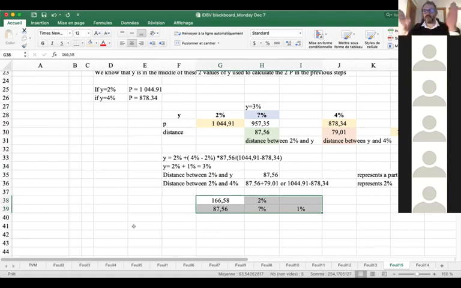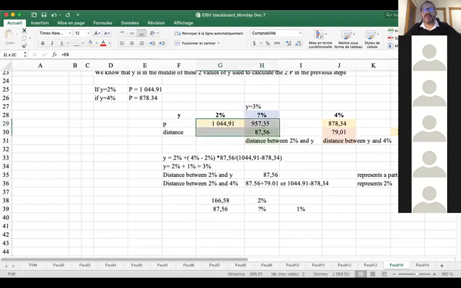It's like a proportional rule, right? To find the missing yield to maturity, we will consider that the relationship between 144 and 878 is linear, right? So we will consider that the rate will increase proportionally to how the price is decreasing.